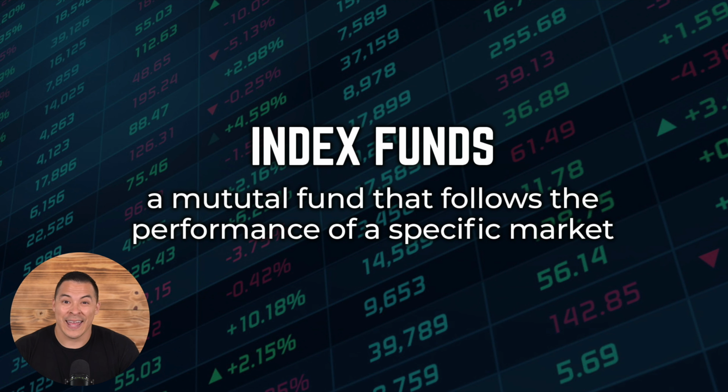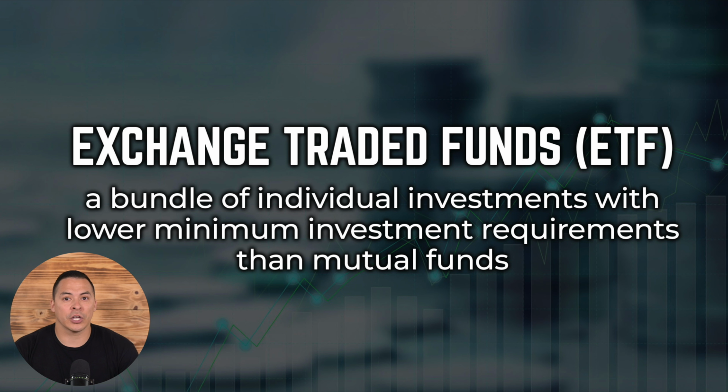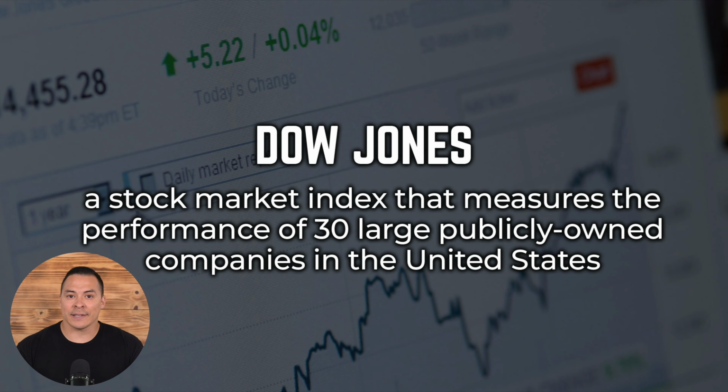Similar to a mutual fund, an exchange-traded fund is a bunch of individual investments all bundled together. The difference is that ETFs trade throughout the day like a stock and are purchased for a share price. ETFs are a good option for new investors or small budgets because their share price is usually lower than the minimum investment required for a mutual fund. The Dow Jones tracks the stock price of 30 large U.S. companies from all major sectors, with the exception of utilities and transportation. The Dow's performance is widely considered a key indicator of the health of the entire U.S. economy.